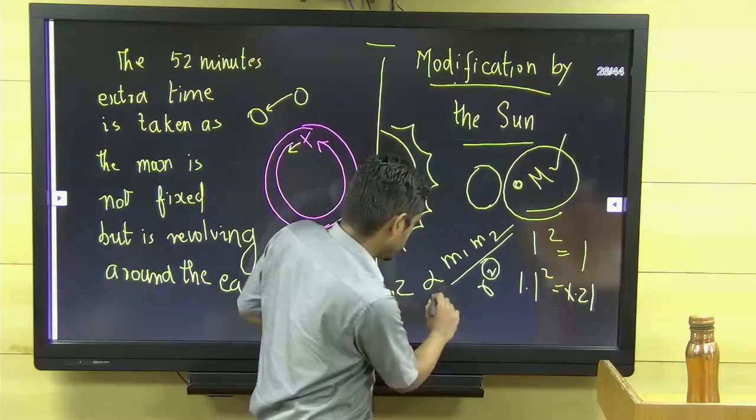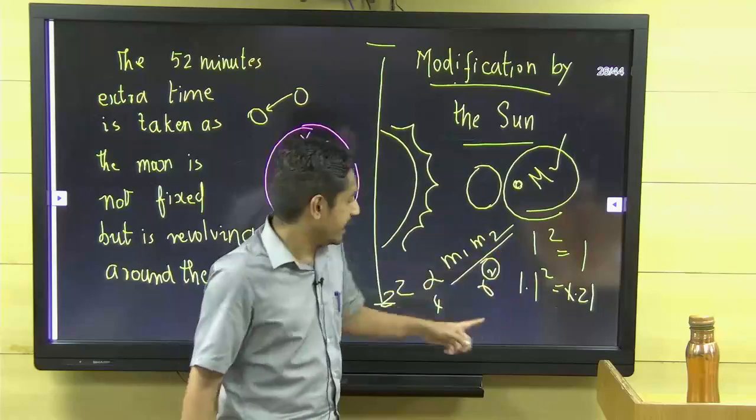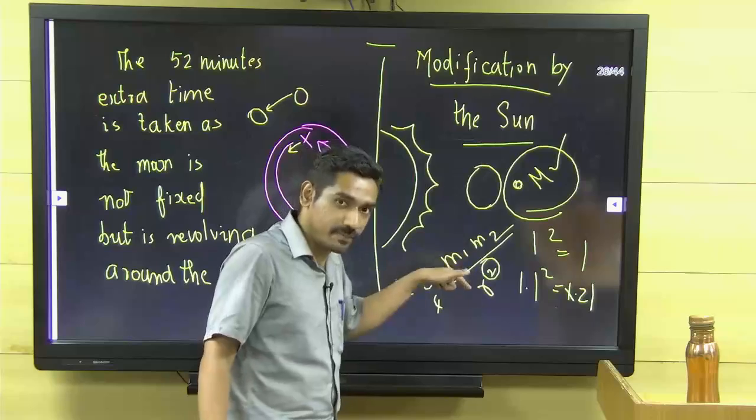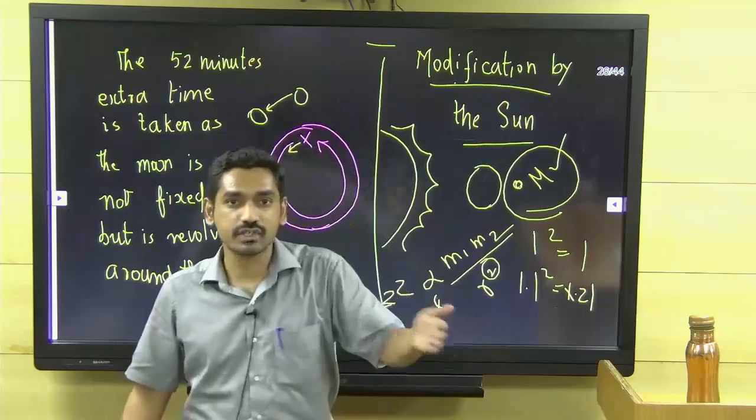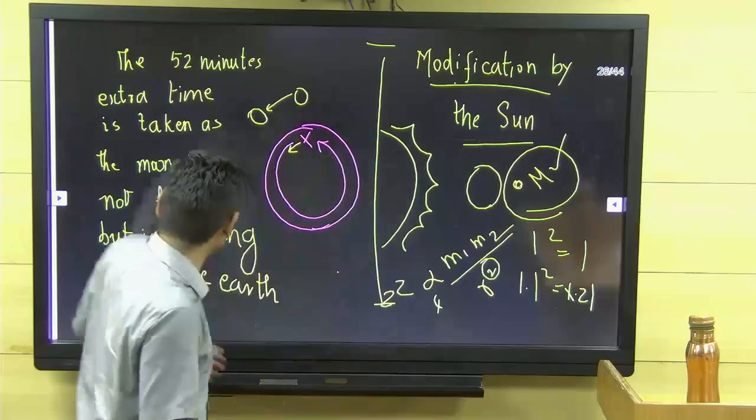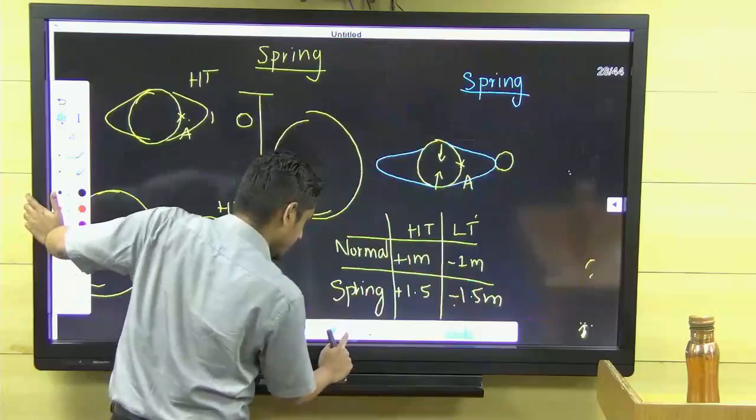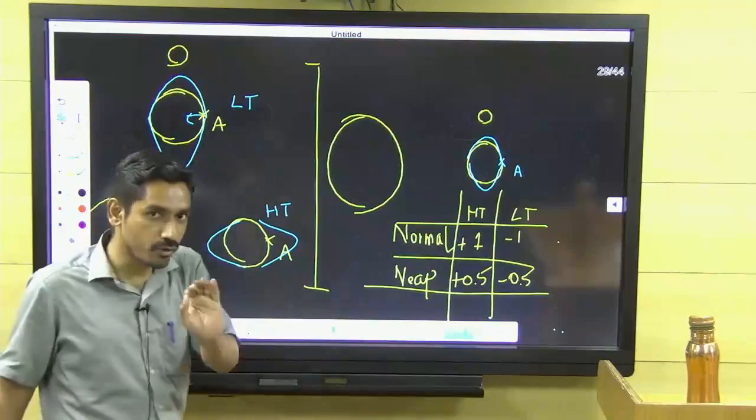2 squared makes it 4. 4 squared makes it 16. That is the role of distance. It's inversely proportional. The Sun is at a larger distance. I told you, isn't it? The Sun is very, very large, but still it's very, very far away from the Earth. That is why the Moon will always win.